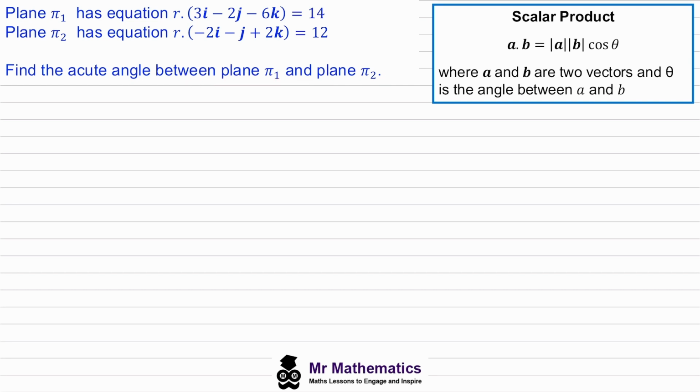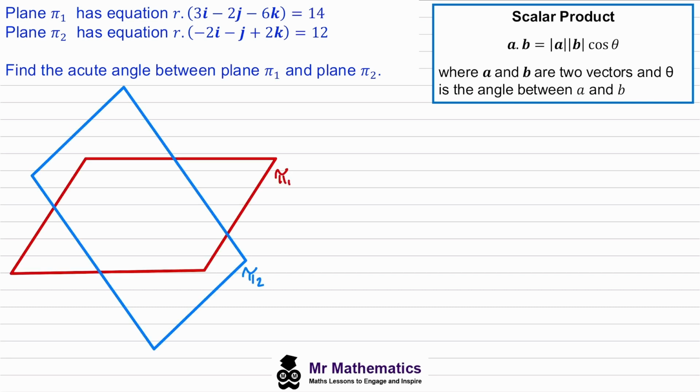So the first thing I'm going to do is sketch a diagram. So we have our two planes. We know the perpendicular vector passing through plane 1 is 3, -2, -6. That's given here. And the perpendicular vector passing through plane 2 is -2, -1, 2. And that's given here. And to work out the acute angle between the two planes is to work out this angle here, which I'll call theta.